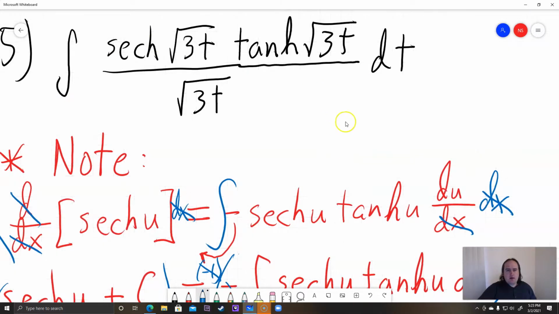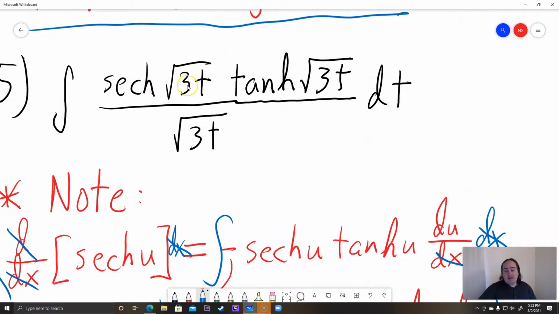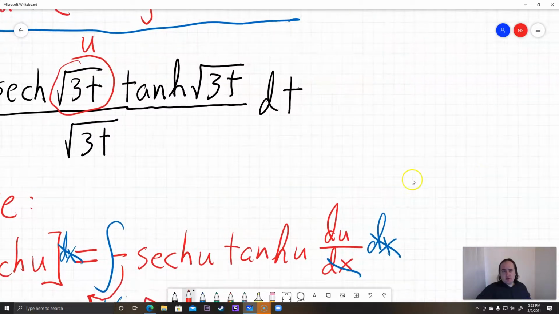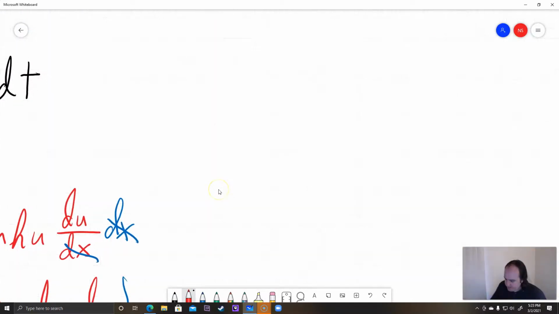So here, our u is going to have to be root 3t. Our u is actually going to be root 3t. Since u is going to be root 3t, so that we can get it in the form integral of sec of u, tan of u, du, we need to go ahead and do the u substitution.